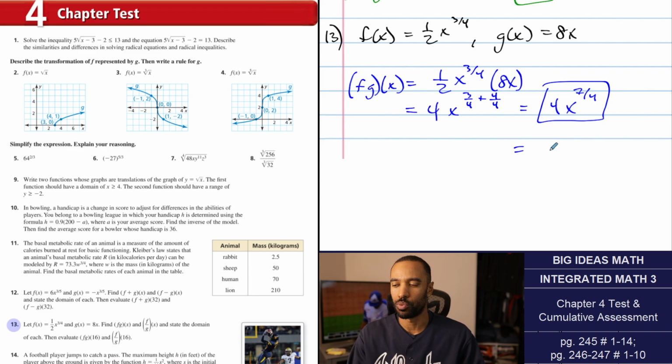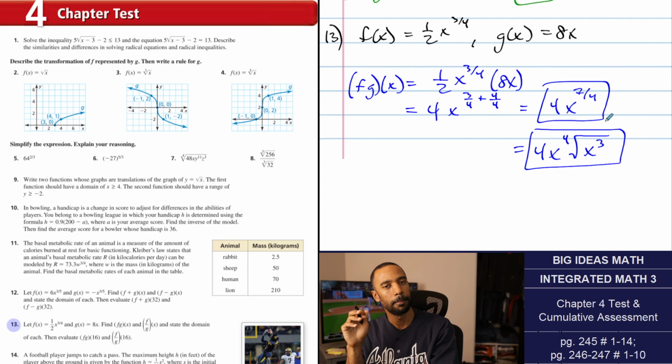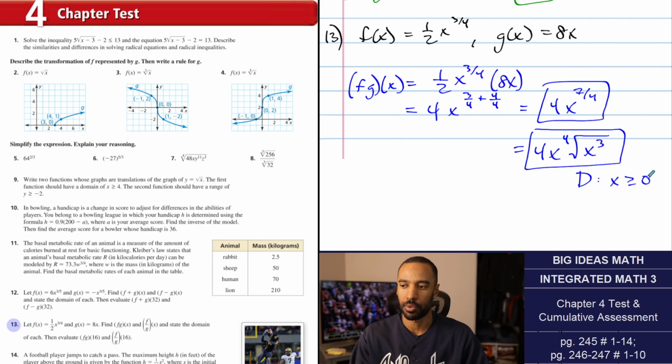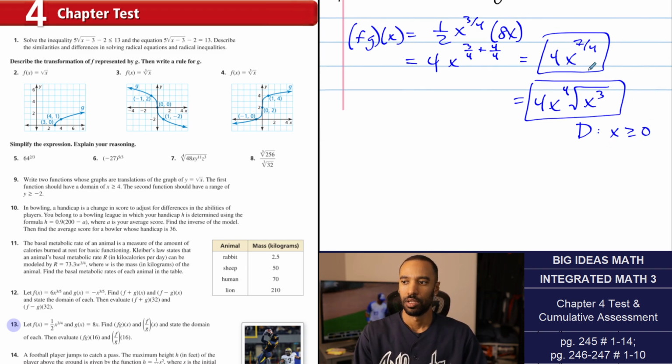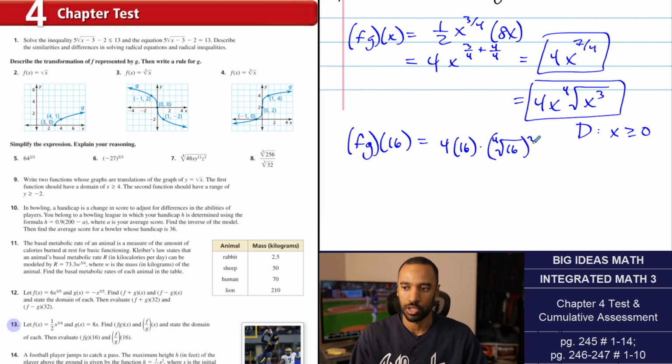Now keep in mind, we can also rewrite this in a couple of ways. 4 goes into 7 once with a remainder. I guess we can leave the 3/4 like that if we wanted to, but I want the radical version. Now, because there's an even root, our x's need to be non-negative, greater than or equal to 0. So that's your domain. As we do f times g of 16, I'm going to put it in this form because I can do more with that personally. That's 4 times 16 times the 4th root of 16 and then cubed.